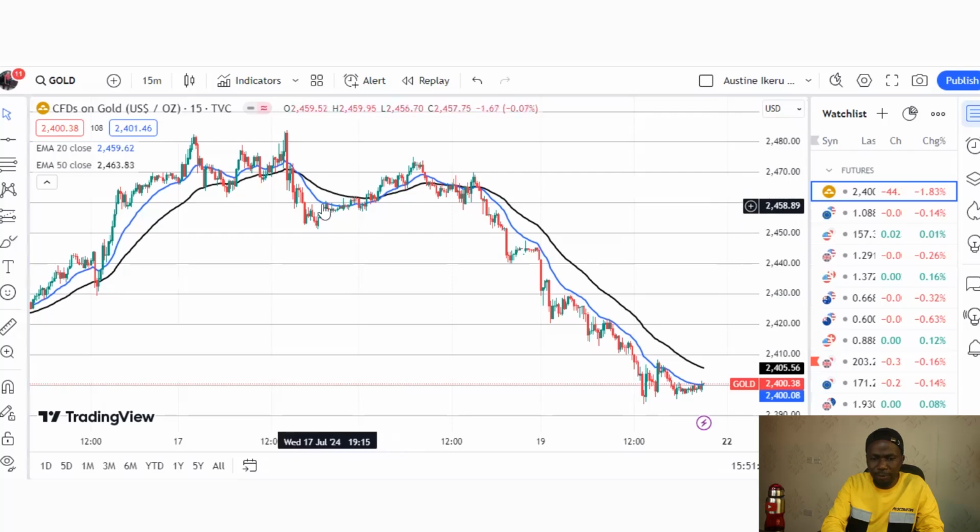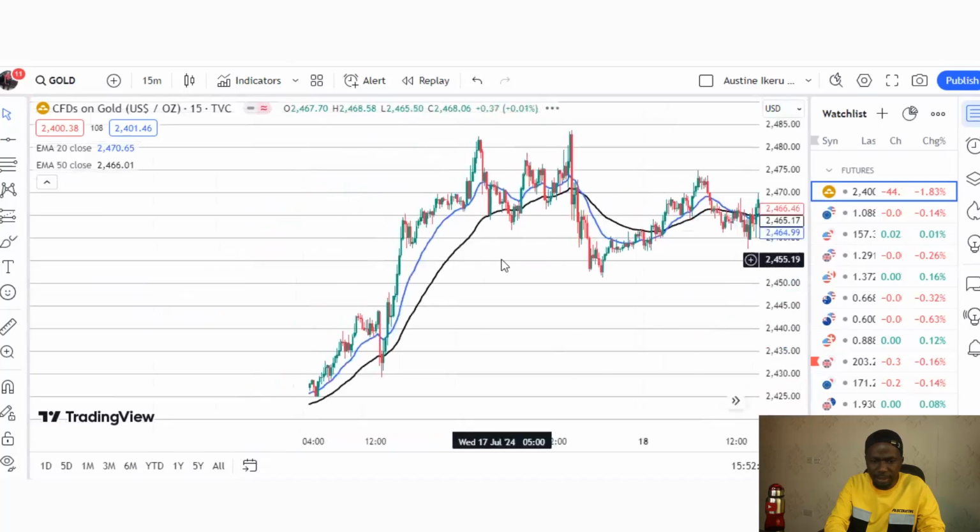So you wait for a crossover after plotting two moving averages, faster and slower. In this scenario, the faster is the 20 EMA, which is this blue line, while the slower is the 50 EMA, which is this black line. So you wait for a crossover. Each time the faster EMA crosses above the slower EMA, the price goes up. And each time the faster EMA crosses below the slower EMA, which is this black line, the price goes down.